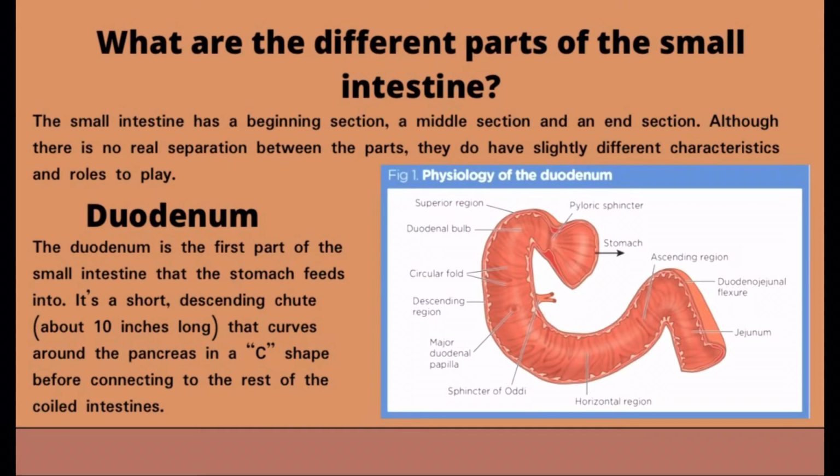What are the different parts of the small intestine? The small intestine has a beginning section, a middle section, and an end section. Although there is no real separation between the parts, they do have slightly different characteristics and roles to play. The duodenum is the first part of the small intestine that the stomach feeds into. It is a short descending chute about 10 inches long that curves around the pancreas in a C shape before connecting to the rest of the intestines.